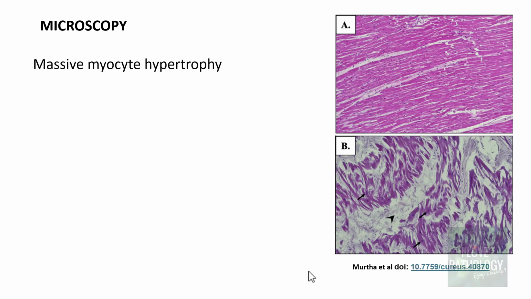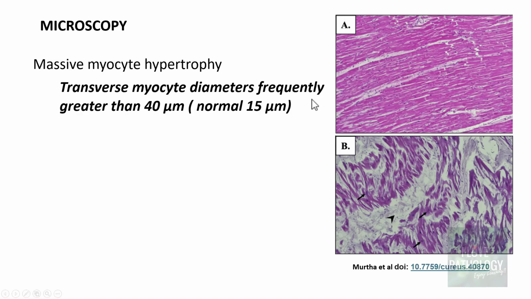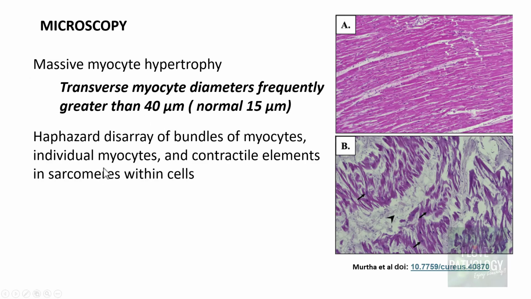Now, microscopically, very classically, there will be massive myocardial hypertrophy. Not only gross feature, even in microscopic examination, you can find that the individual myocytes are hypertrophied. The transverse diameters of the myocardium or the myofiber, particularly the myocyte, will be greater than 40 micrometer. This is a normal left ventricular wall or the cardiac muscle, which will be parallelly placed to one another. A normal diameter itself is around 15 micrometer, whereas in left ventricular hypertrophy, particularly hypertrophic cardiomyopathy, the transverse diameter is very, very huge.